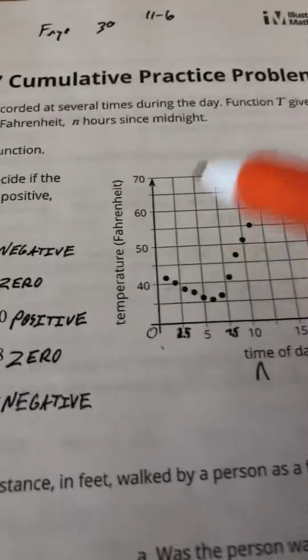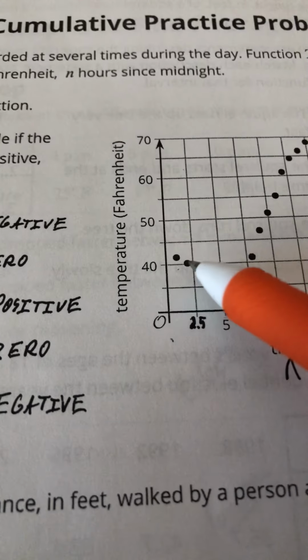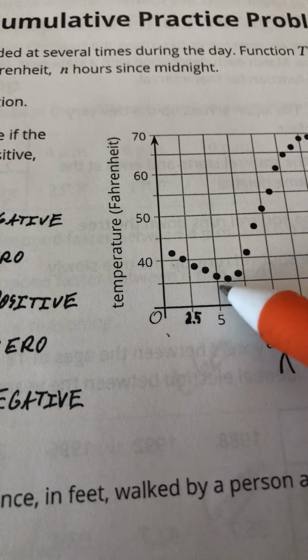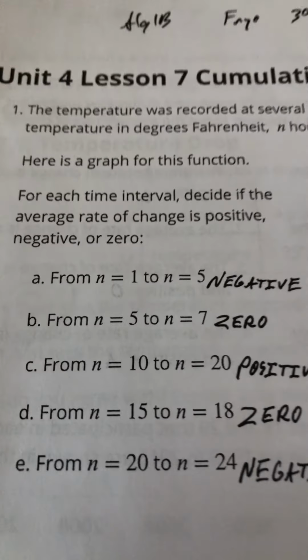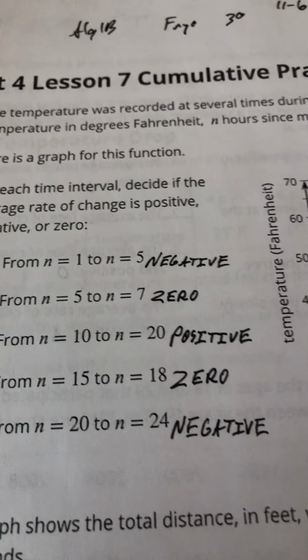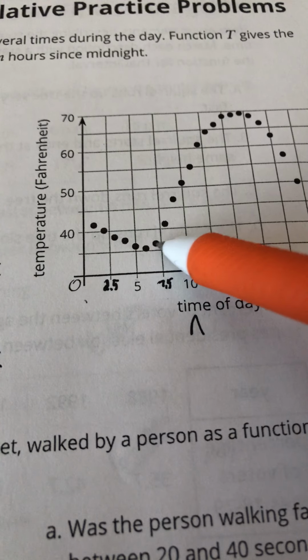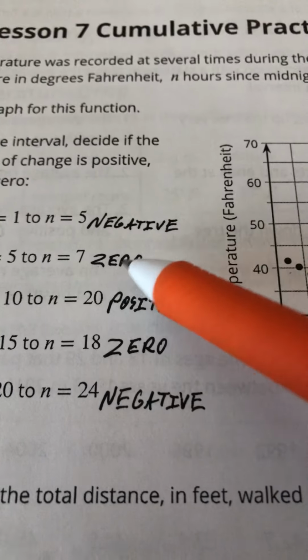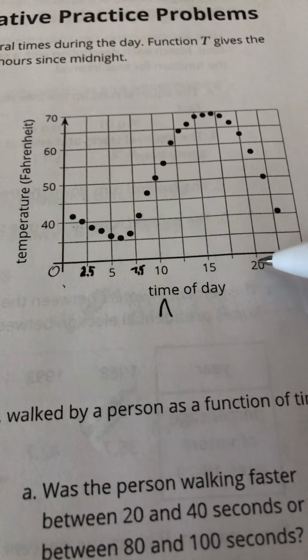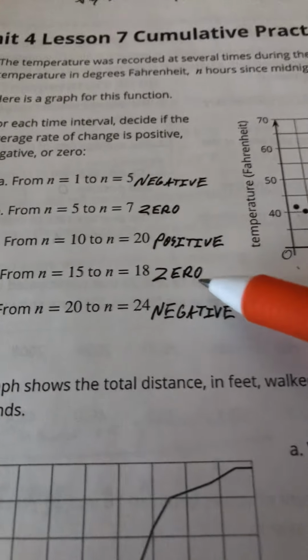We have some 0.5s in there, but anyways, from 1 to 5, we have a negative interval, a negative average rate of change. And then 5 to 7 is pretty much going to be 0, it doesn't change. If we just take 10 to 20, you can see a positive rate of change.